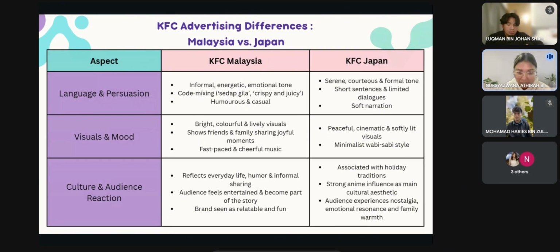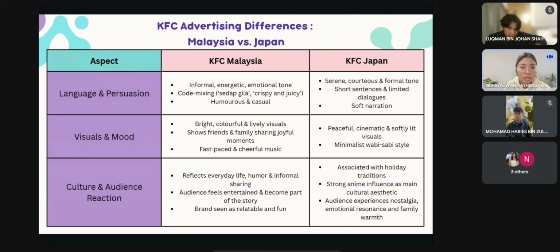As for KFC Japan, Japanese ads use a serene, cautious and formal tone, and they have short sentences, limited dialogue, and soft narration emphasizing gratitude and also family, aligning with Japan's high context communication culture.